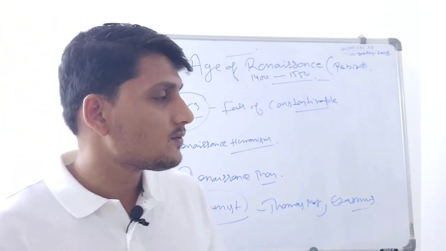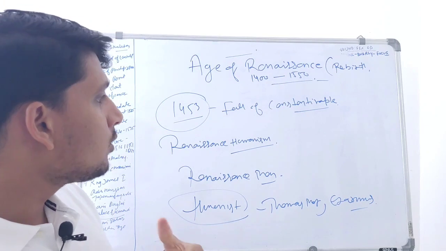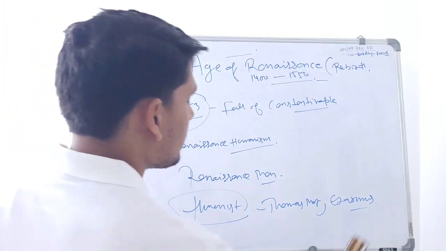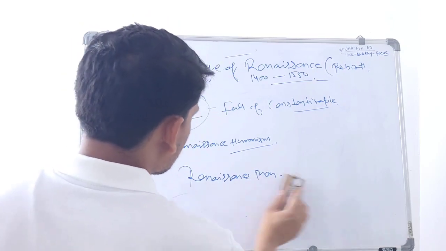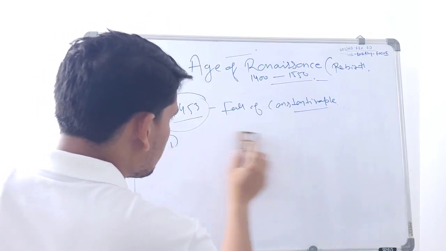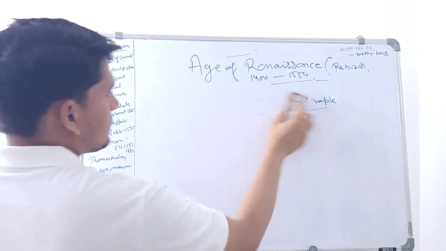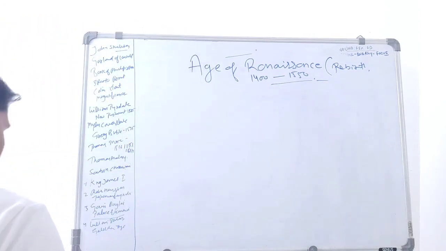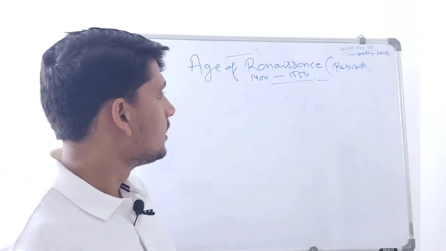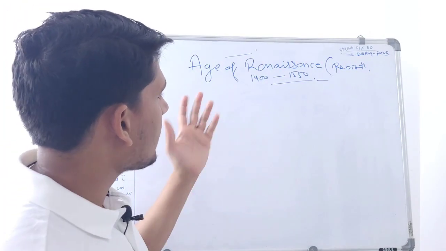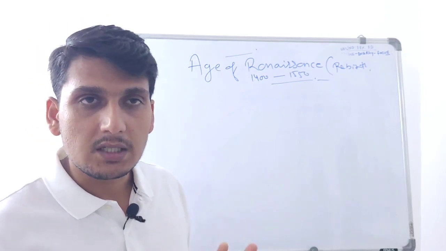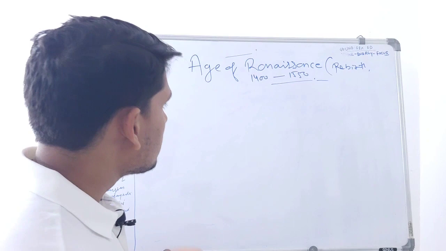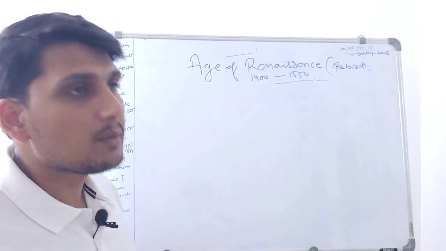All right, since we have discussed this, there are a few other events which are very important to discuss. As I told you, in every single age we will be discussing the events, the writers and their work, and this is how we conclude the whole age, right? So what are the events? The first event I discussed with you was 1453, the fall of Constantinople.